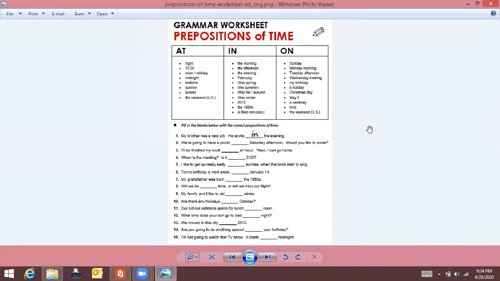Okay. Anybody else has any other questions? No. Okay, so let me take a picture of this, prepositions of time. Send it. Let me know if you received the document in the WhatsApp chat.